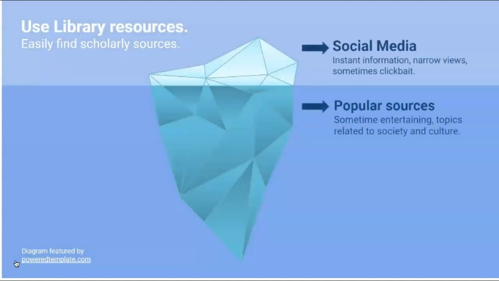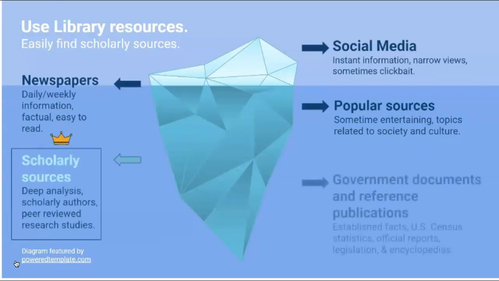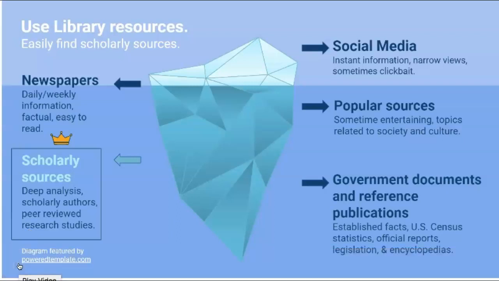When using resources in your papers, social media and popular sources should be used sparingly. Newspapers might be used to find the latest, most current information surrounding your topic, while scholarly sources should be used as your main source of evidence. Lastly, use reference material or government documents to provide supplementary evidence to your paper. Understanding different types of sources and their uses will help you build solid, well-researched papers and show your professors that you have what it takes to succeed at CSUB.